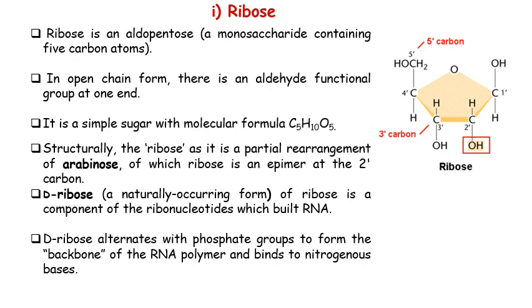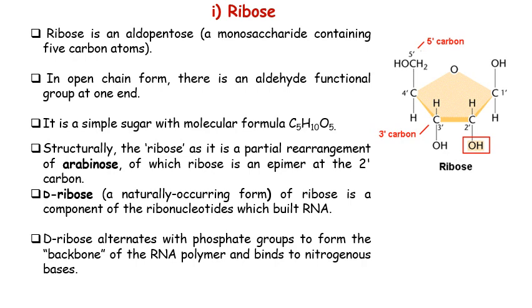In open chain form, there is an aldehyde functional group at one end. That is why we call it aldo. It is a simple sugar with the molecular formula C5H10O5. It means it has 5 carbon atoms, 10 hydrogen atoms, and 5 oxygen atoms.